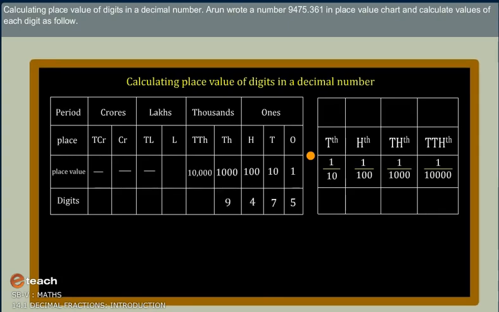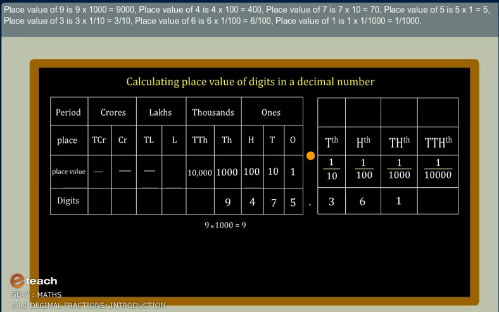Arun wrote a number 9475.361 in the place value chart and calculated values of each digit as follows. Place value of 9 is 9 into 1000 is equal to 9000. Place value of 4 is 4 into 100 is equal to 400. Place value of 7 is 7 into 10 comes to 70. Place value of 5 is 5 into 1 that is 5.